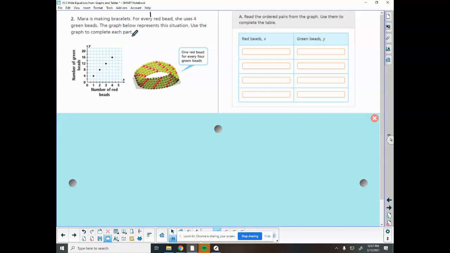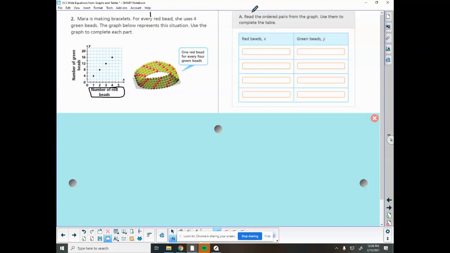So the graph below represents this situation. On the bottom, we have red, and going up the side, we have green. So X is red, green is Y. We want to use 1 red bead and 4 green beads. Now I notice these are not counting by the same scale. Here, every mark counts for a half of a bead, so we've got to go over 2 to get to a full bead. And going up the Y scale, they're counting by 2, 4, 6, 8. So notice and pay attention to that.